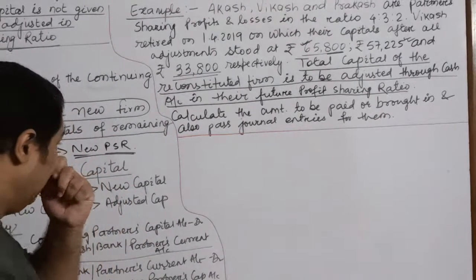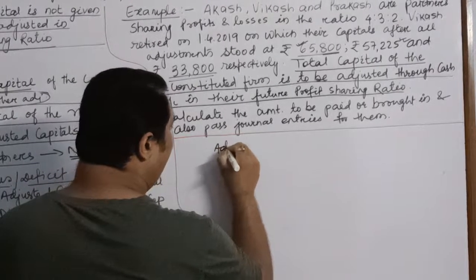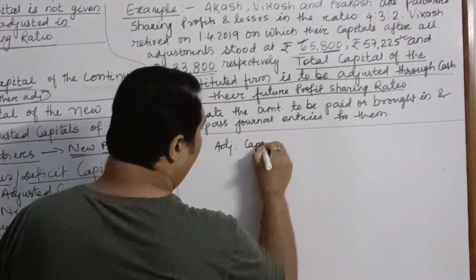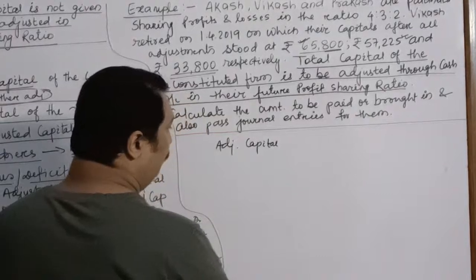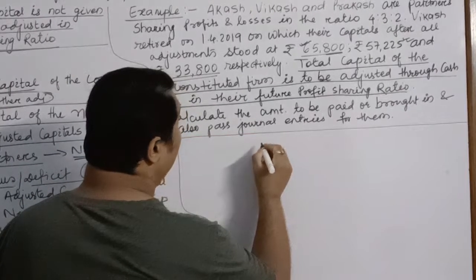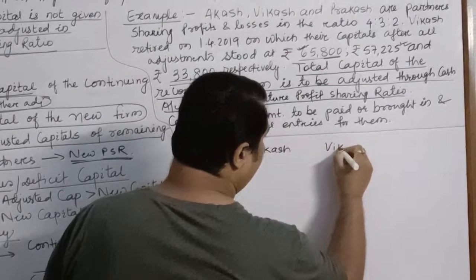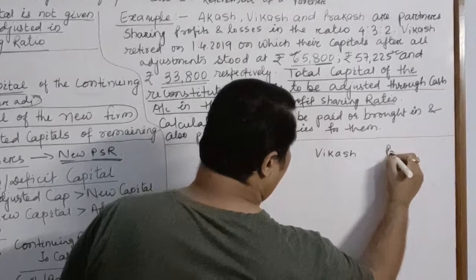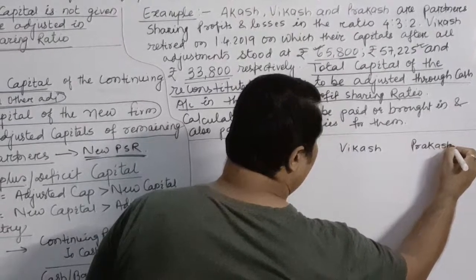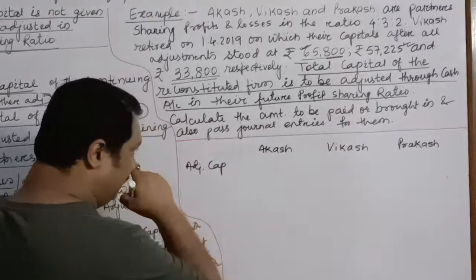Now children, adjusted capital has already been given. What are the adjusted capital? You can write over here adjusted capital. First of all, let us write the name of the partners so it will be easy for us to understand. Akash, Vikash and Prakash. These are the three partners. Their adjusted capital means capital after all adjustment.